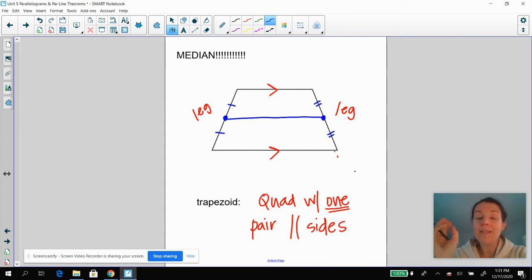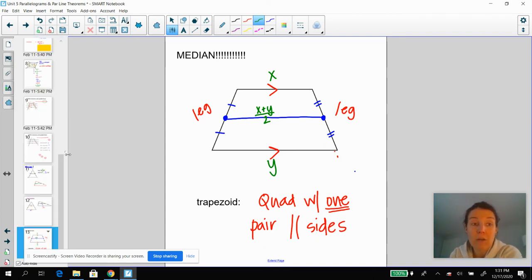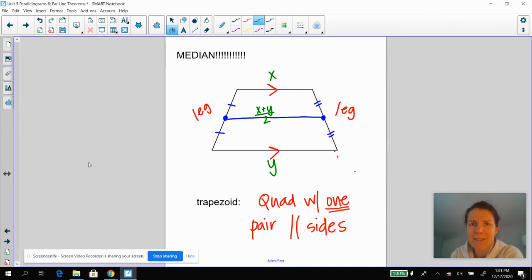And the length of this median is different than the midline for a triangle. The median is going to be the average of these bases. So if this base is x, let's say, and this base is y, the length of my median is going to be (x + y) / 2. It's the average. So instead of it being half the way the midline was in a triangle, it's going to be the average of those two. So hopefully that makes sense. So there's the midline of a triangle and the median of a trapezoid.